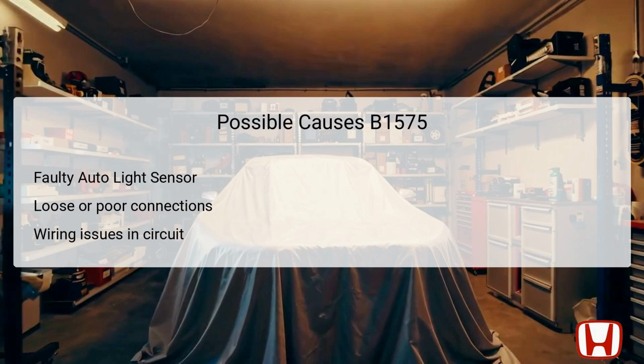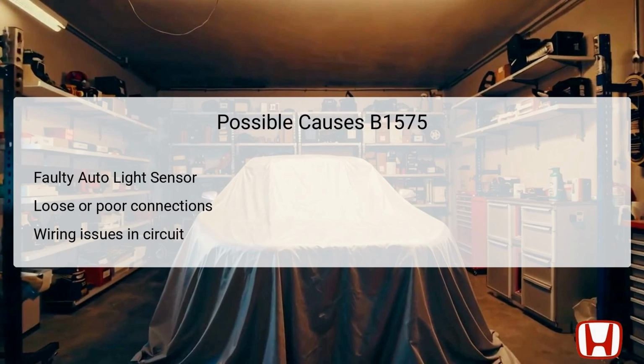Several factors could lead to the DTC B1575. A common cause is a faulty auto light sensor itself, which may prevent accurate light readings from being transmitted to the vehicle's systems. Another possibility is loose or poor electrical connections within the circuit, which can disrupt communication and functionality of the sensor. Wiring issues, such as frayed wires or poor insulation, can also lead to a malfunction by creating high resistance or open circuits.